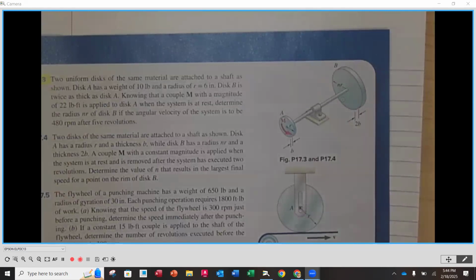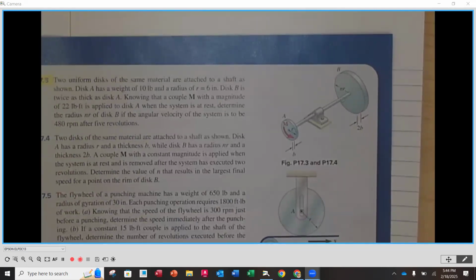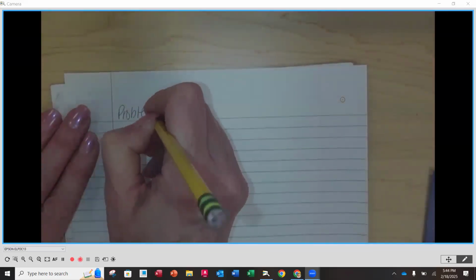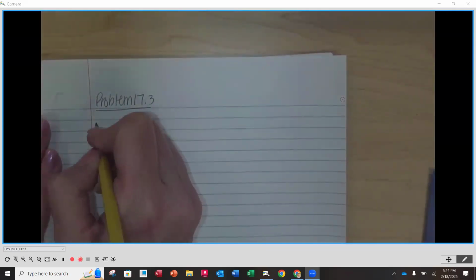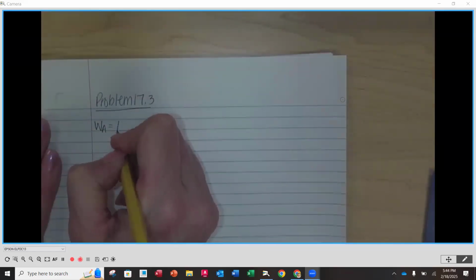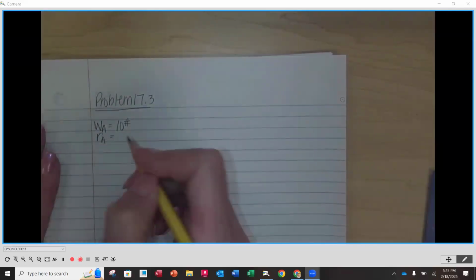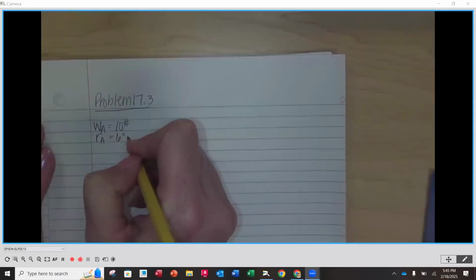So let's first start off by getting our givens down, getting our finds down, and then how we're going to approach this. Okay, so starting here, this is problem 17.3. They are giving us the weight of A is 10 pounds, okay? The radius A, now they're only using R, but I'm going to call it radius A because it has to do with body A, that disc A that's in the front. That is 6 inches, but it's also equal to 0.5 feet.